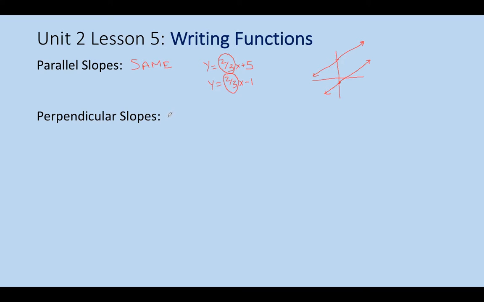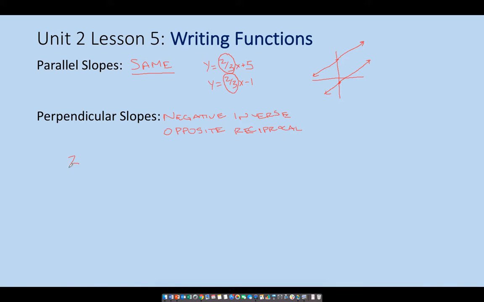Perpendicular slopes. Instead of being the same, when you've got perpendicular lines, their slopes are going to be what's called the negative inverse of each other. Another way of saying this is the opposite reciprocal. So these are synonyms, they mean the same thing, but essentially here's how it goes.